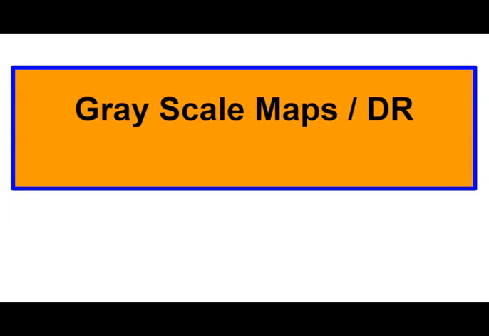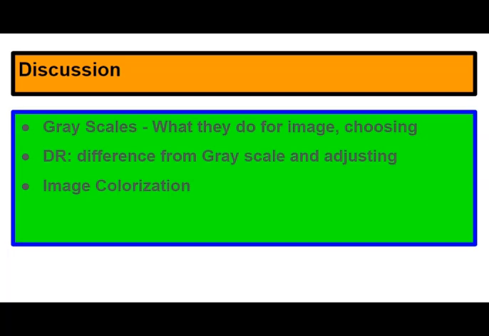We talked a little bit about this in class, and this is going to be a fairly short, quick lecture on this, and we'll go over this more when we look at the machine. So we'll talk a little bit about grayscales, what they do for our image and how to choose those, and the dynamic range and how that differs from grayscale, and how to colorize our image. You've seen that button on the machine, some of you did.